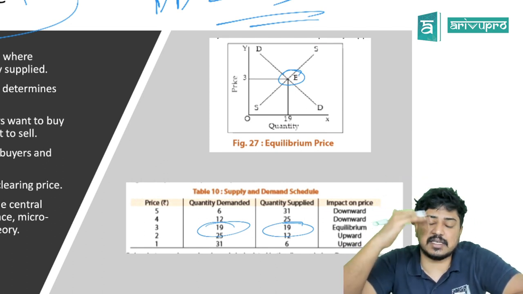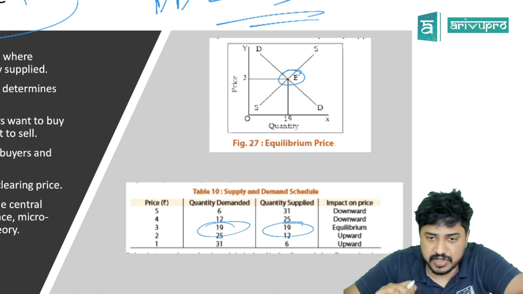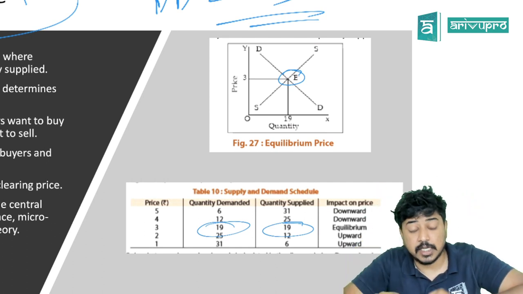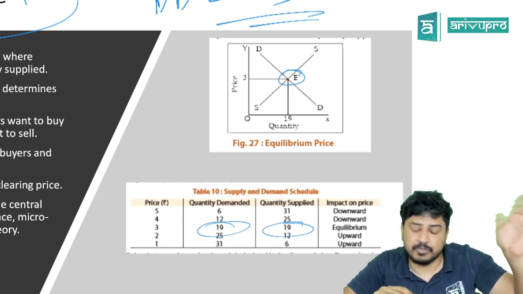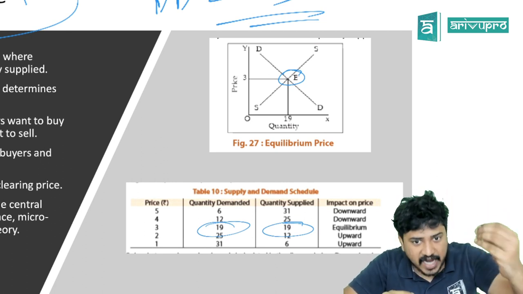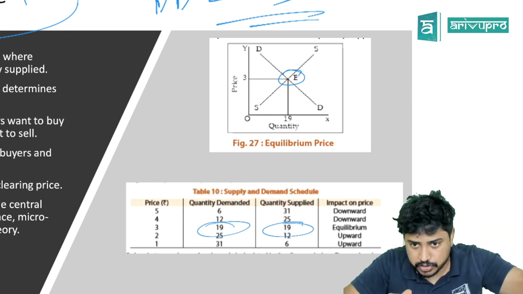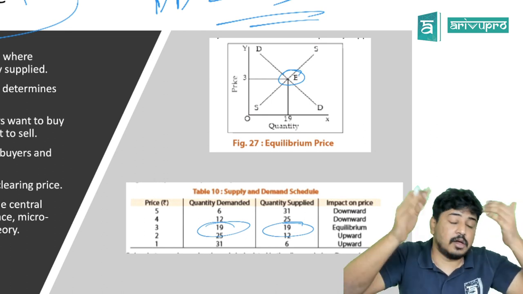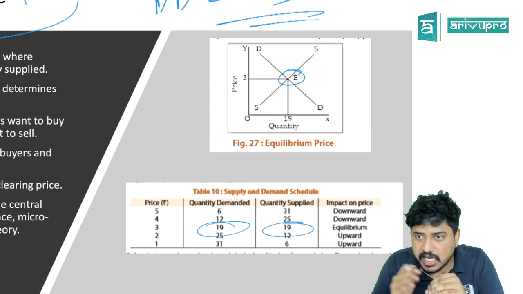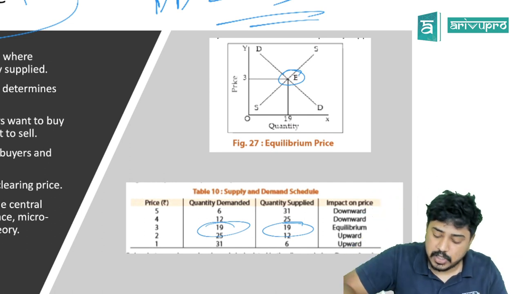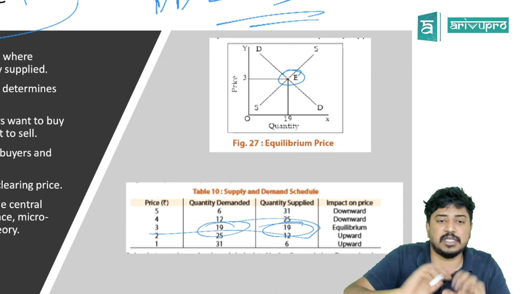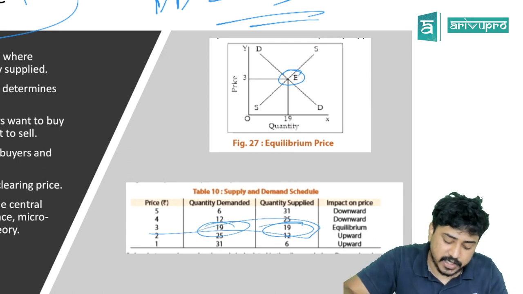It's a good thing because businesses have not produced too many and kept them in stock, which is a wrong thing because cash is stuck there. If you overproduce and keep it, or produce less and do not fulfil the demand, you are losing profit. So at equilibrium price, everything is being sold, and it is also called the clearing price.